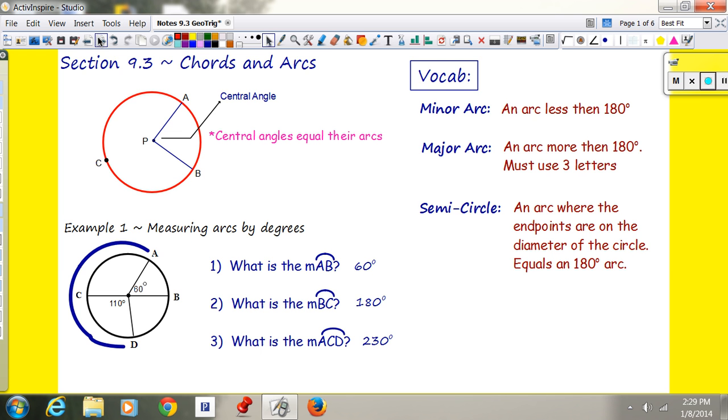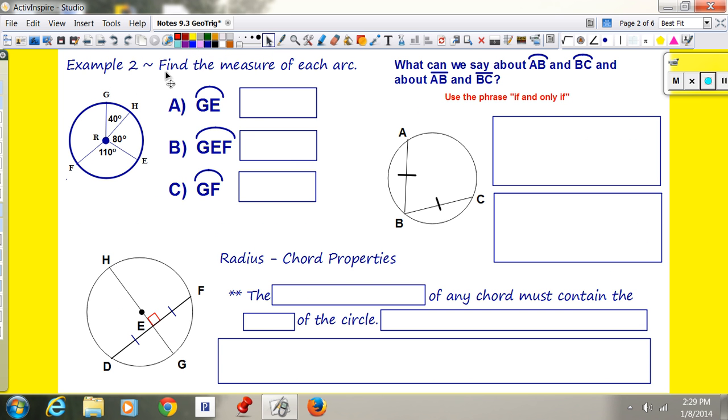All right, moving on, you can pause it if you need to. Example 2, find the measure of each arc. All right, so arc GE. From G to E would be 40 degrees plus 80 degrees. It's this whole arc right here. So 40 plus 80 is 120 degrees.